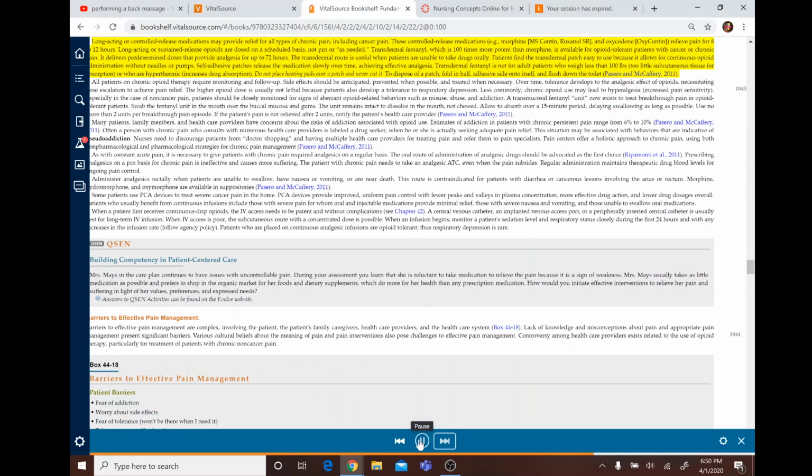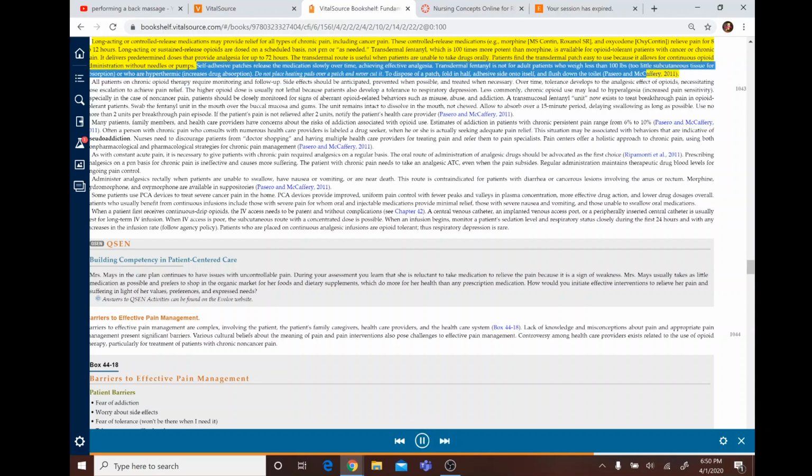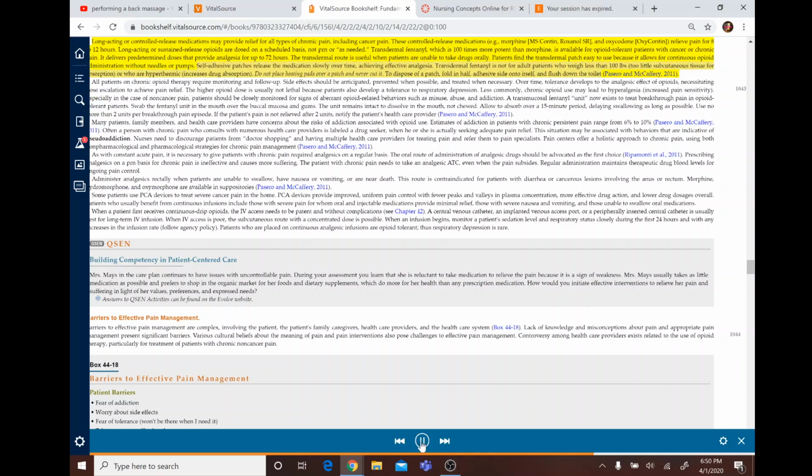Long-acting or controlled-release medications may provide relief for all types of chronic pain, including cancer pain. These controlled-release medications, for example morphine (MS Contin, Roxanol SR) and oxycodone (OxyContin), relieve pain for 8 to 12 hours. Long-acting or sustained-release opioids are dosed on a scheduled basis, not PRN, or as needed. Transdermal fentanyl, which is 100 times more potent than morphine, is available for opioid-tolerant patients with cancer or chronic pain. It delivers predetermined doses that provide analgesia for up to 72 hours.